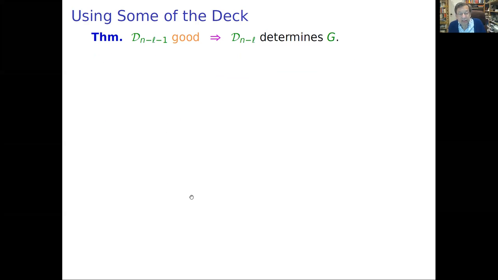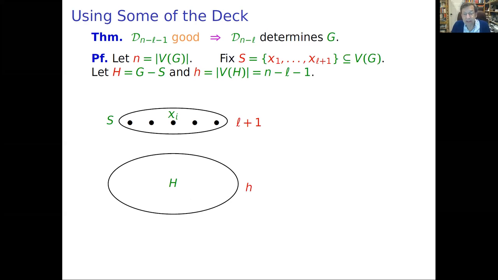Again, the theorem that we're trying to prove is that when we delete the n minus l minus 1 vertex induced subgraphs, if they have this good property, then the n minus l deck will determine the graph. So we're going to be deleting l vertices. So what do we do? Let's fix l plus 1 special vertices in the set S. And here H is the subgraph induced by the remaining vertices.